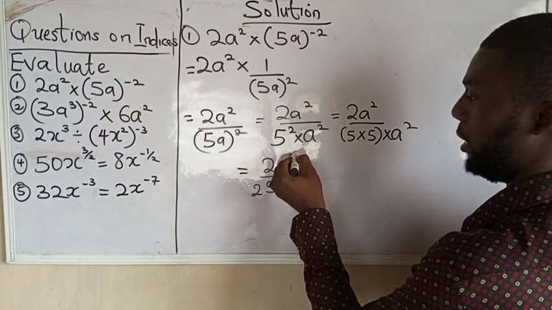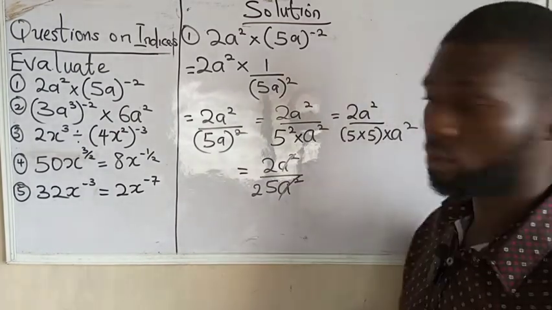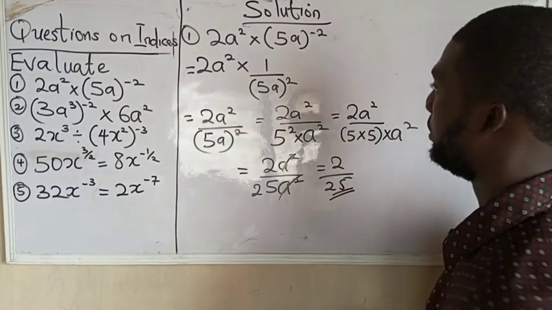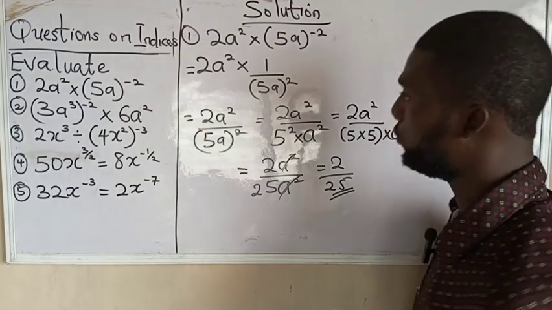And automatically I can say a squared cancels a squared. And what do we have? We have 2 over 25. And that is our answer. So let's move on to the next one.